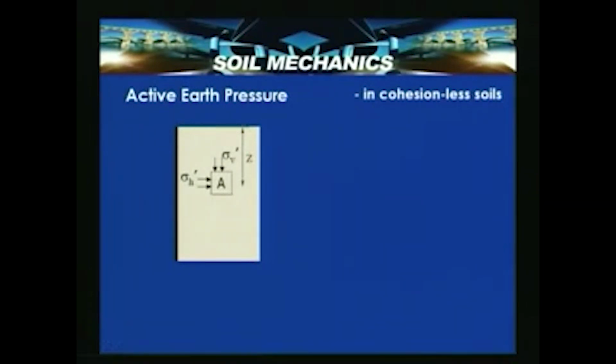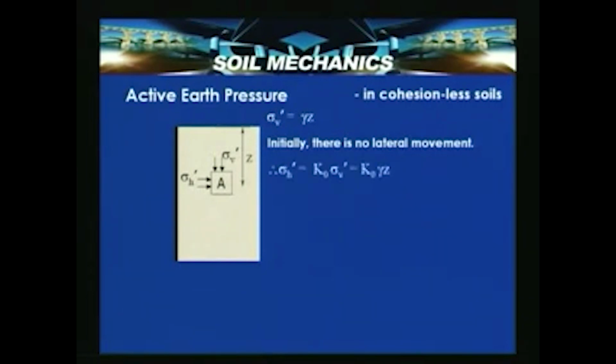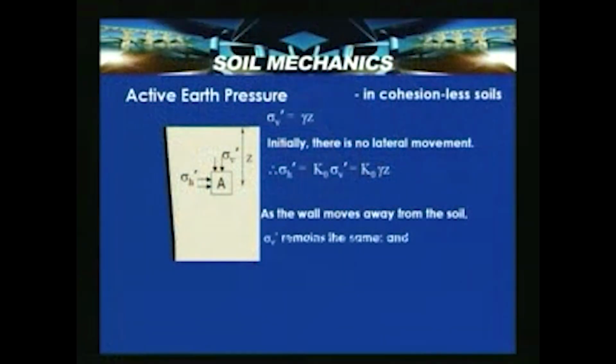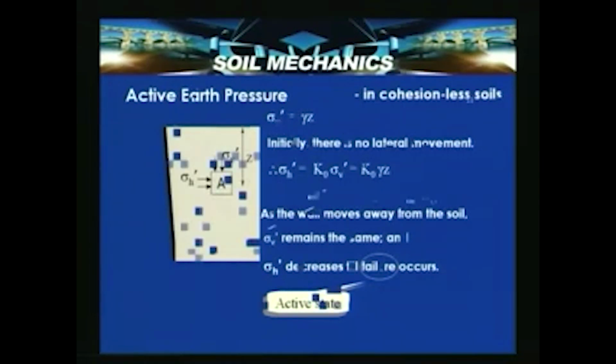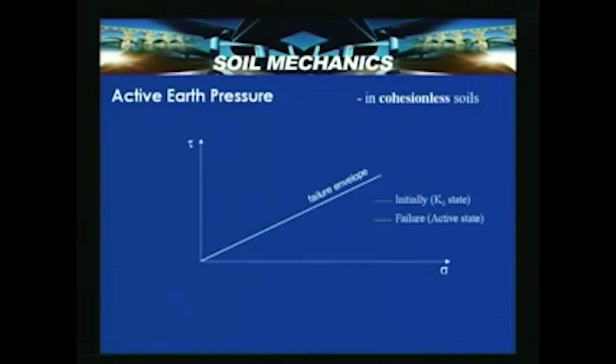In active earth pressure in cohesionless soils, particularly granular soils, what we have seen is that sigma V dash at a particular depth Z, and sigma H dash, the horizontal stress, where sigma H dash is equal to K naught sigma V dash, which is nothing but K naught gamma Z, where gamma is the unit weight of soil. Now, as the wall moves away from the soil, sigma V remains the same, because the weight of the soil participating remains the same. So sigma H decreases till failure occurs. So, in the active state, sigma H decreases till failure occurs.